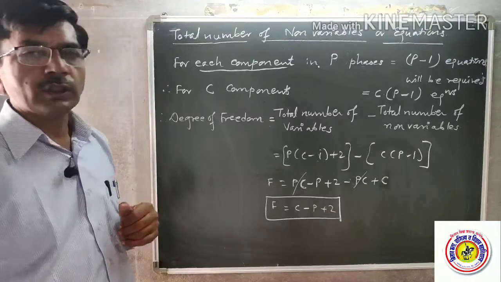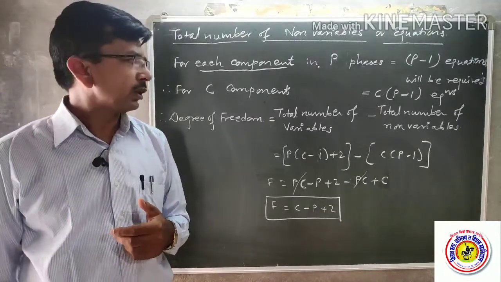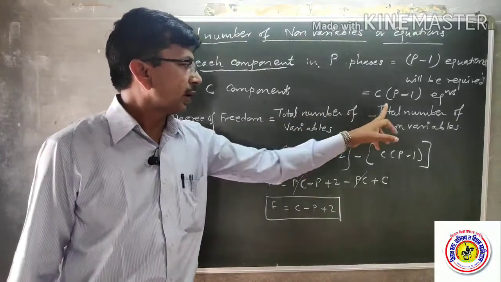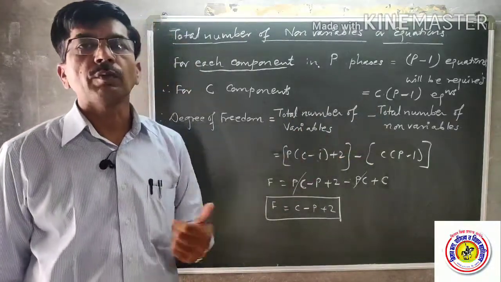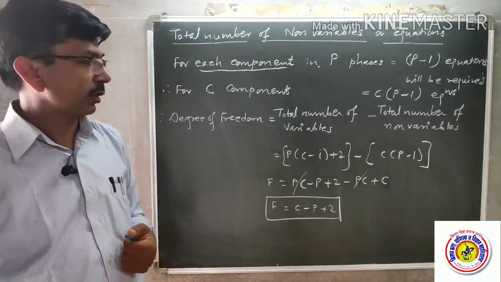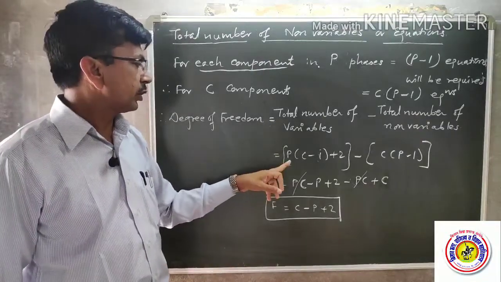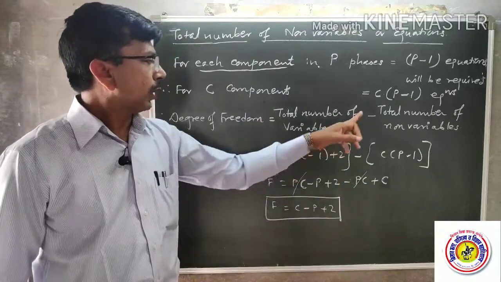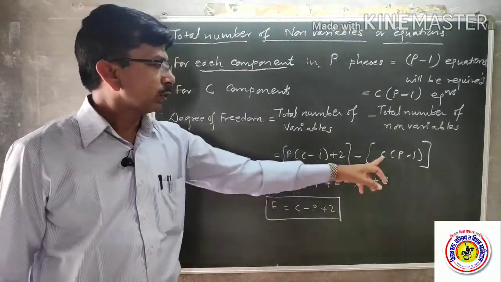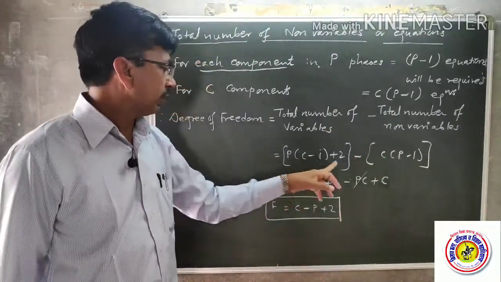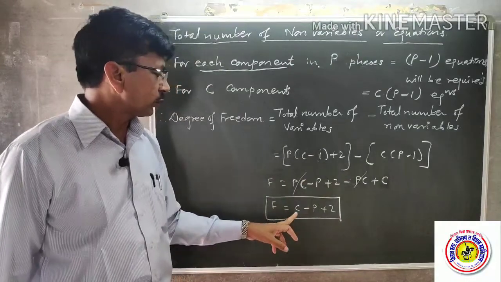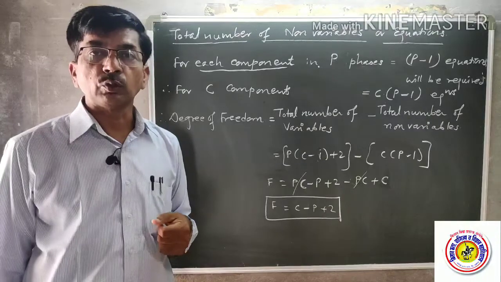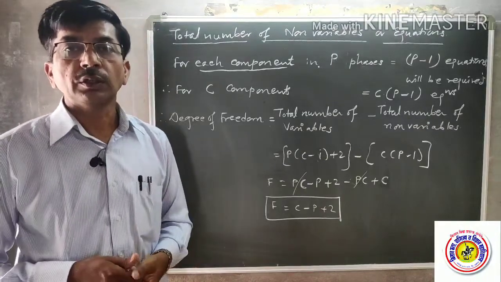Now, therefore, the degree of freedom is nothing but the difference between the total number of variables and the total number of non-variables, or the total number of equations needed to define the system. The total number of variables is P into C minus 1 plus 2, while the total number of non-variables is equal to C into P minus 1. So simply evaluating this, we get the equation F is equal to C minus P plus 2. This equation we call Gibbs phase rule. So this is the derivation of the Gibbs phase rule.